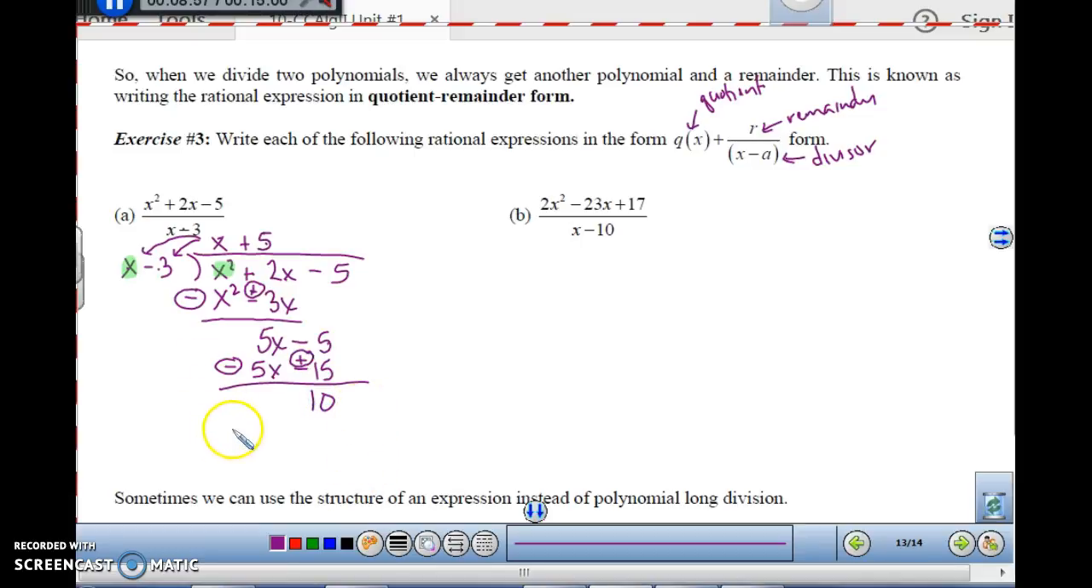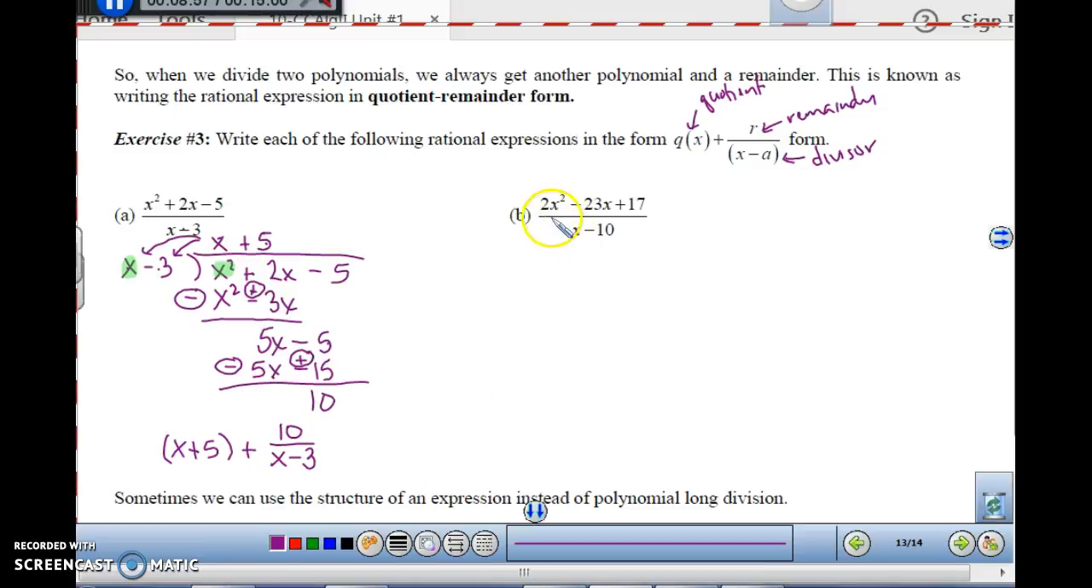So your final answer should be x plus 5 plus the remainder of 10 over the divisor. Write it as a fraction, 10 over x minus 3. And that's your answer. Okay, little tricky because, like I said, most of the polynomials, but take it step by step. Don't try to do 3 things at once.